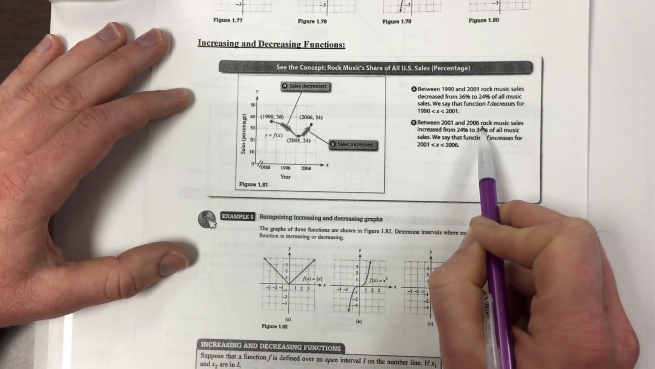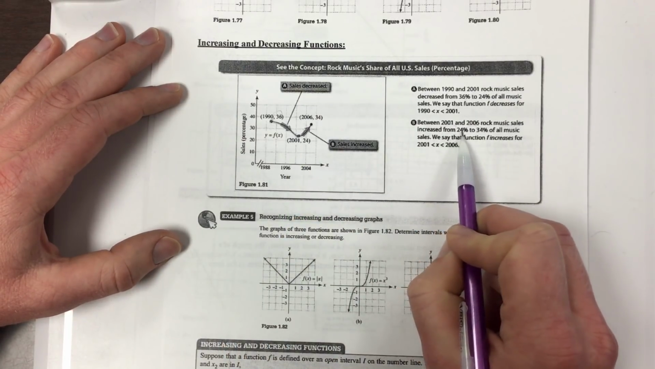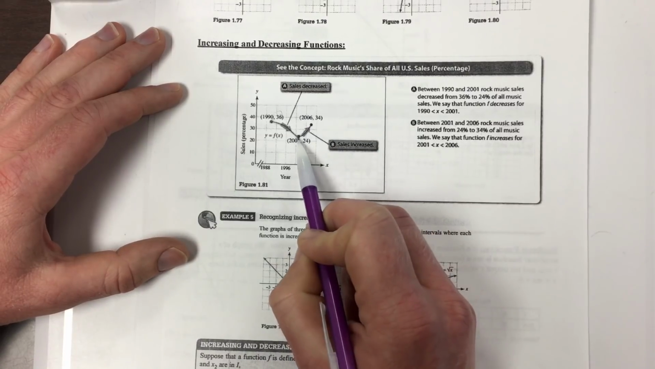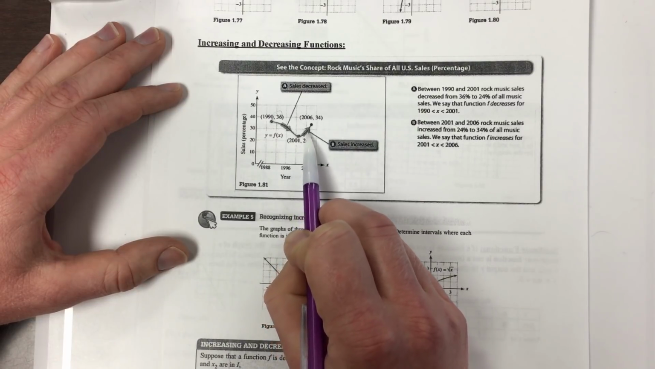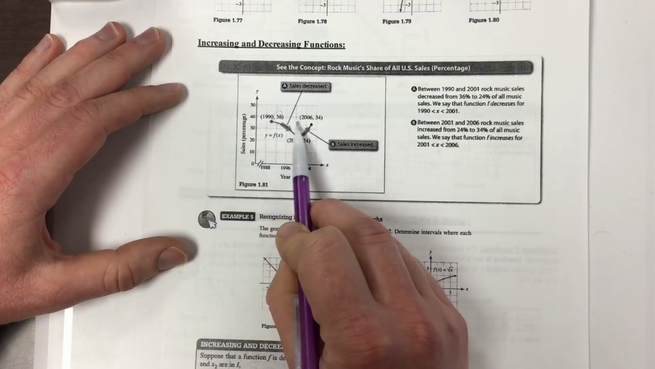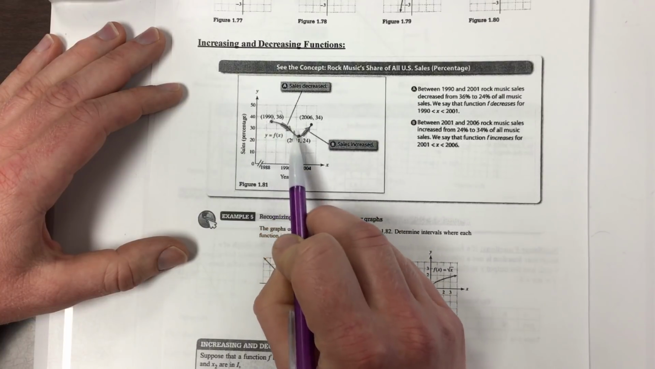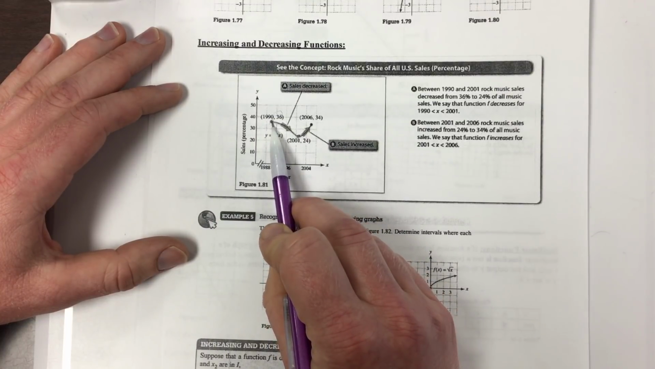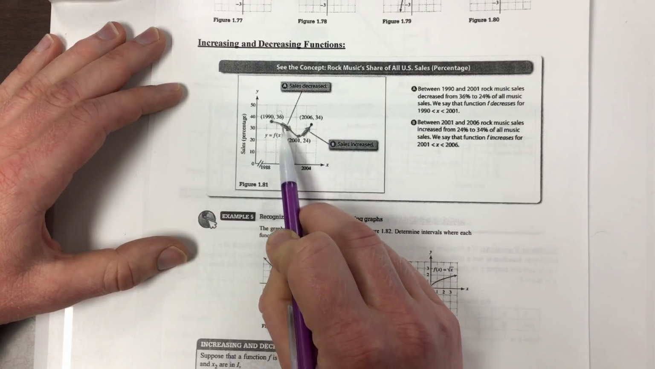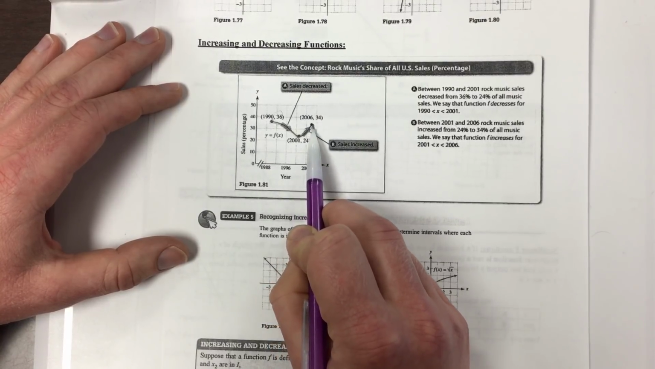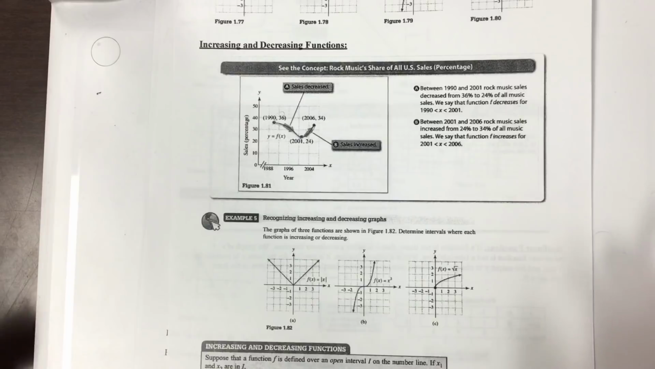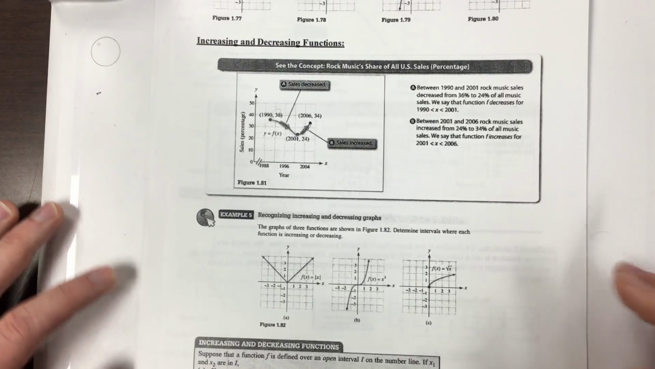But between 2001 and 2006, rock music sales increased from 24% to 34%. So you can see at this point right here, rock music sales began to increase, and you can see that because this is moving to the northeast. As we move in the x direction from 1990 to 2001, the sales decreased, meaning our function is decreasing here. And then right here it bottoms out and starts to increase up to 2006. So that's basically the concept of increasing and decreasing functions.